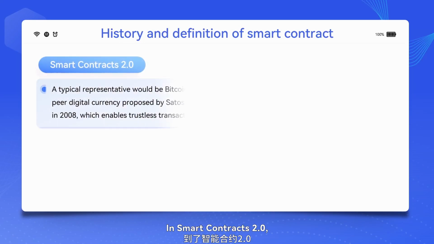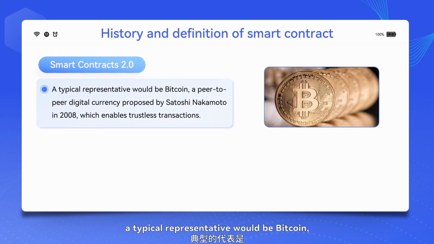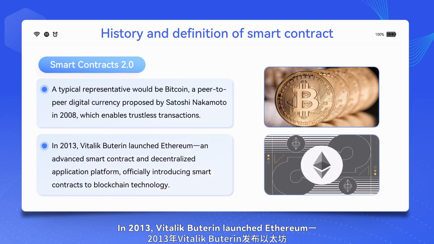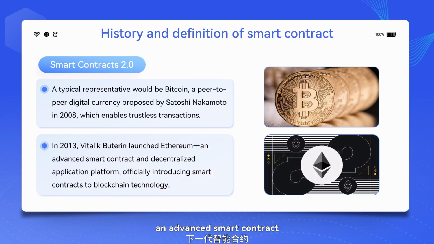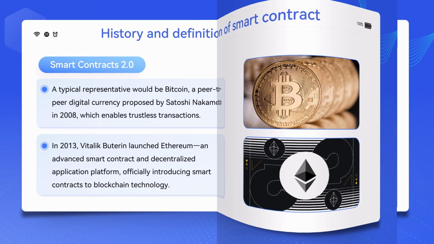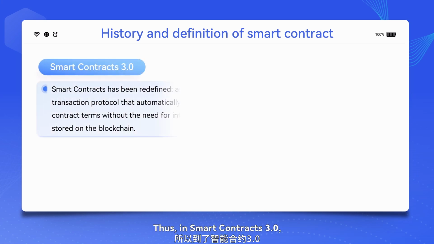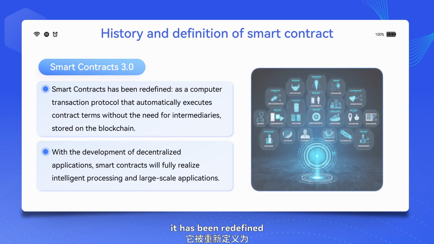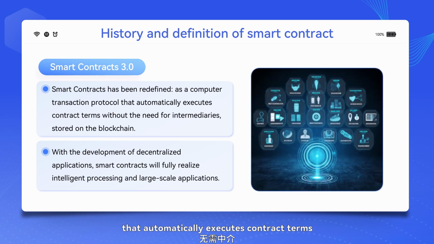In Smart Contracts 2.0, a typical representative would be Bitcoin, a peer-to-peer digital currency proposed by Satoshi Nakamoto in 2008, which enables trustless transactions. In 2013, Vitalik Buterin launched Ethereum, an advanced smart contract and decentralized application platform, officially introducing smart contracts to blockchain technology. Thus, in Smart Contracts 3.0, it has been redefined as a computer transaction protocol that automatically executes contract terms without the need for intermediaries, stored on the blockchain.